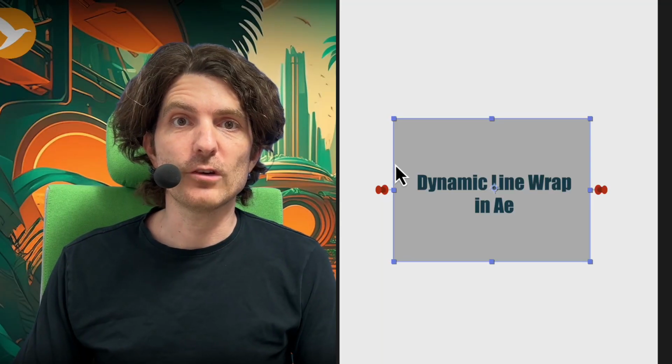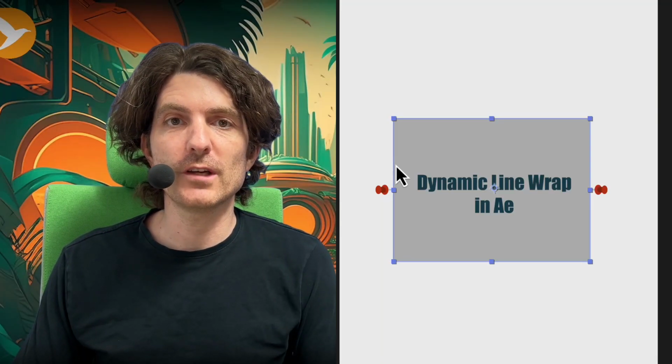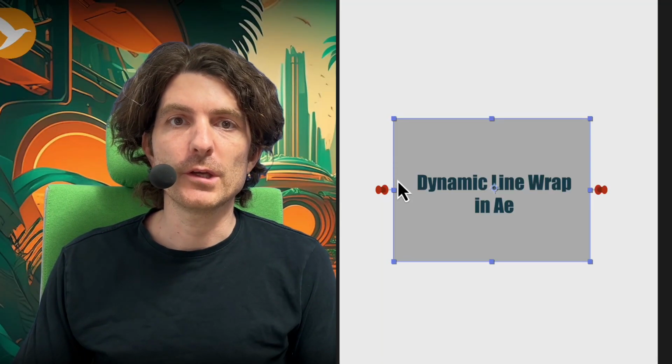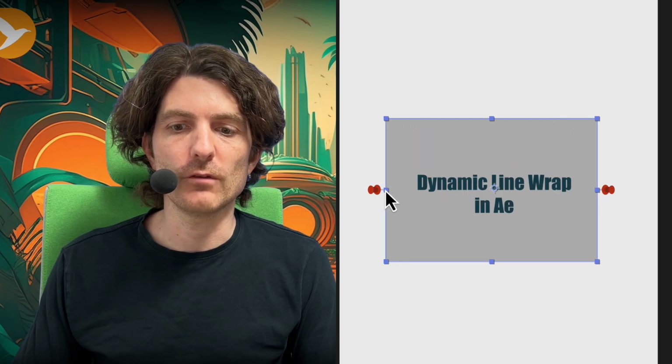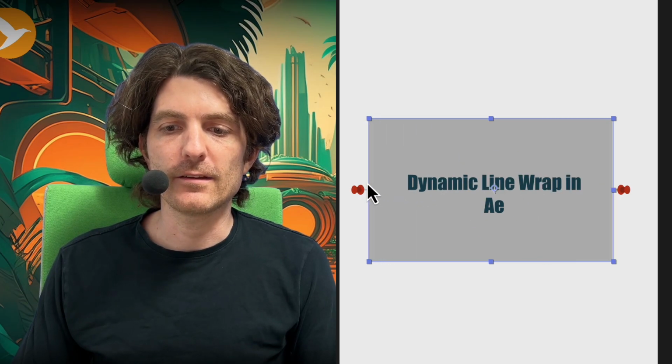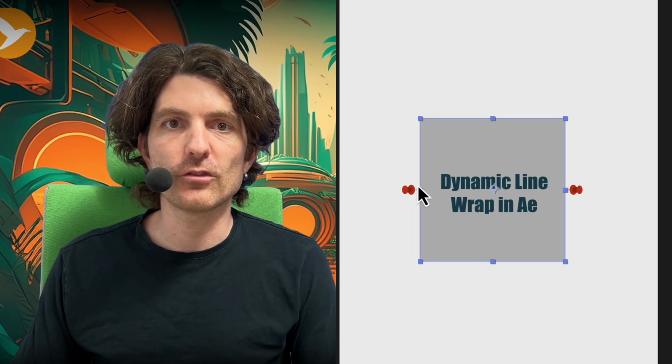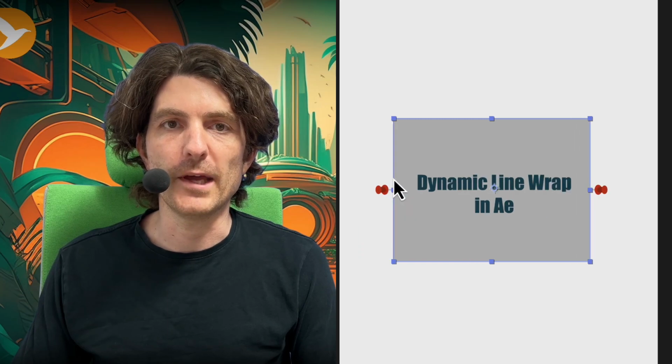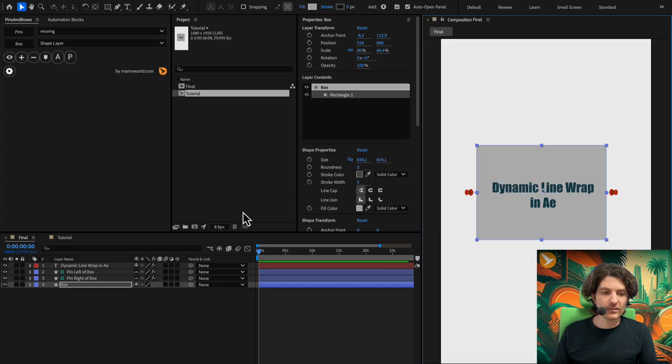Hi, I'm Matthias from mamoworld.com, and today I want to show you a little rig in After Effects where you can dynamically wrap text based on the width of a box, or actually based on any width. You can see here I'm moving this shape layer in the background, and the text has an expression on its source text such that line breaks are inserted such that it always stays inside the box no matter how I resize it. Let's see how this is working.